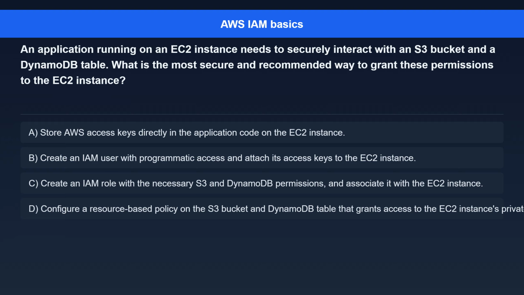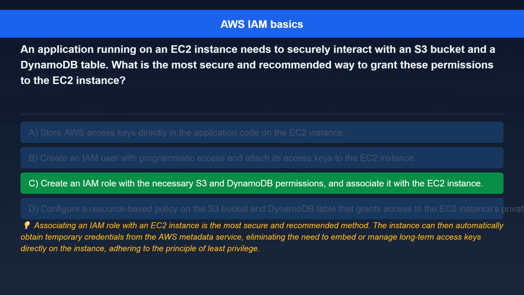Option D. Configure a resource-based policy on the S3 bucket and DynamoDB table that grants access to the EC2 instance's private IP. The correct answer is create an IAM role with the necessary S3 and DynamoDB permissions and associate it with the EC2 instance. Here's the explanation.